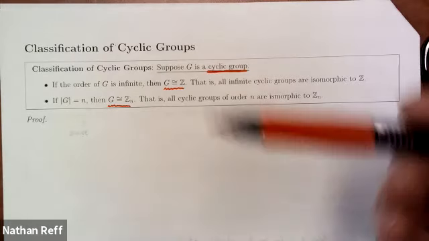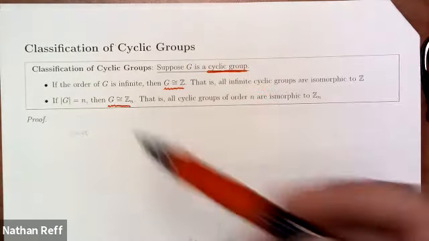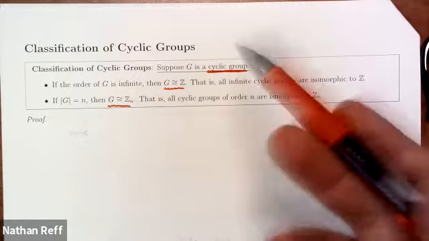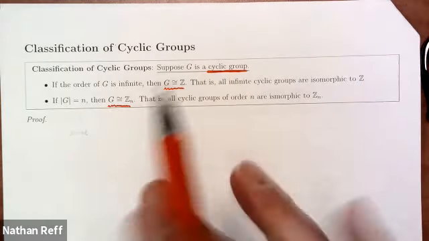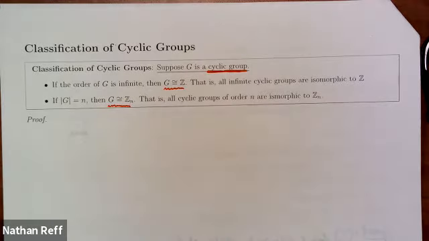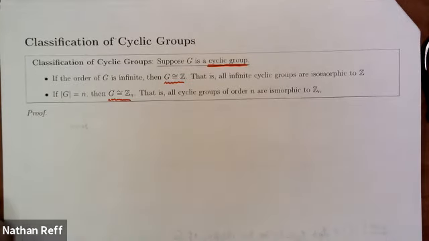This is a very, very strong statement. As soon as you tell me that it's cyclic, I automatically get these isomorphisms for free. You'll see in just a second how powerful that can be. You can prove other group types are isomorphic without even having to build the phi. Now the proof: how in the world do you prove that? Well, you have to build an isomorphism.